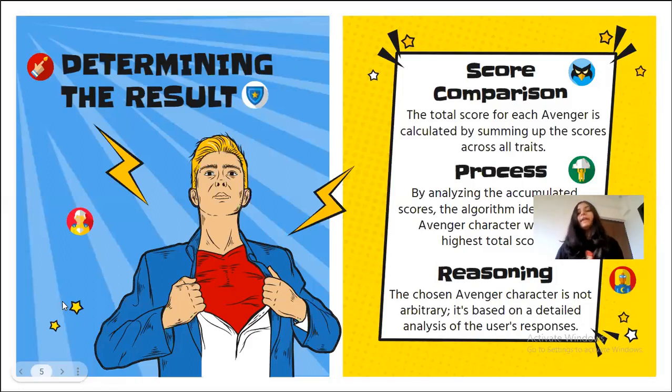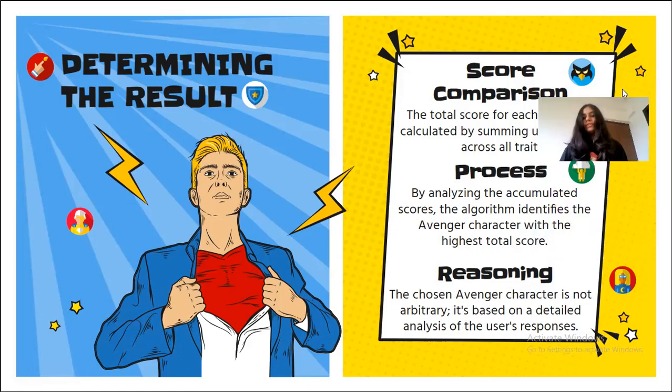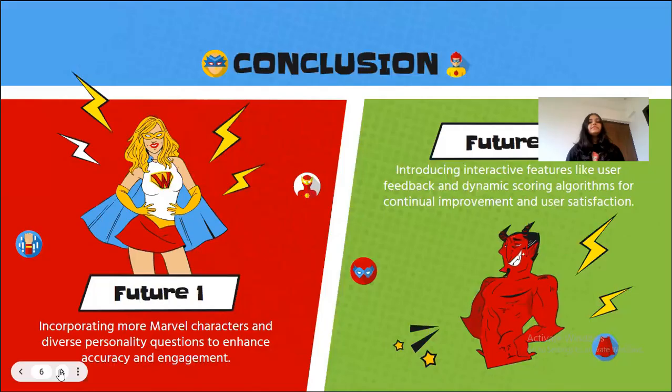And then for determining the result, there is the score comparison. The total score for each Avenger is calculated by summing up the scores across all traits. Then for the process, by analyzing and accumulating the scores, the algorithm identifies the Avenger character with the highest total score. And for the reasoning, the chosen Avenger character is not arbitrary. It's based on a detailed analysis of the user's responses. Moving on to the next slide is the conclusion.